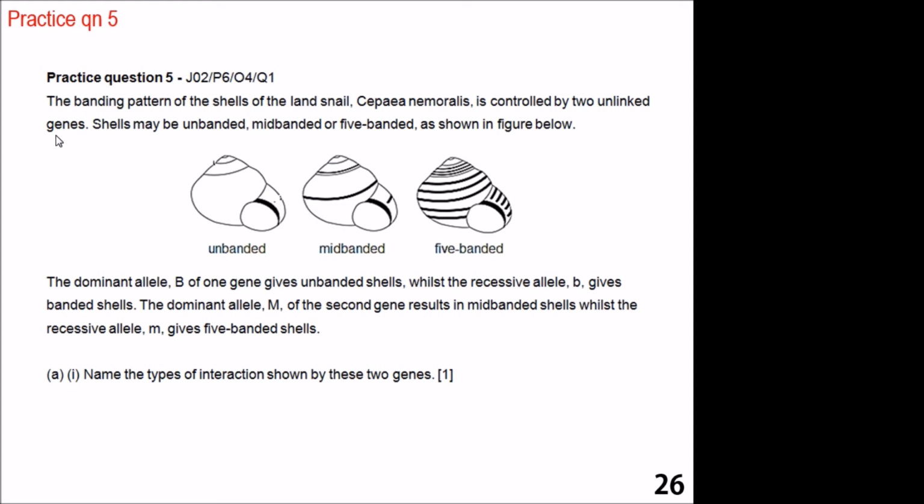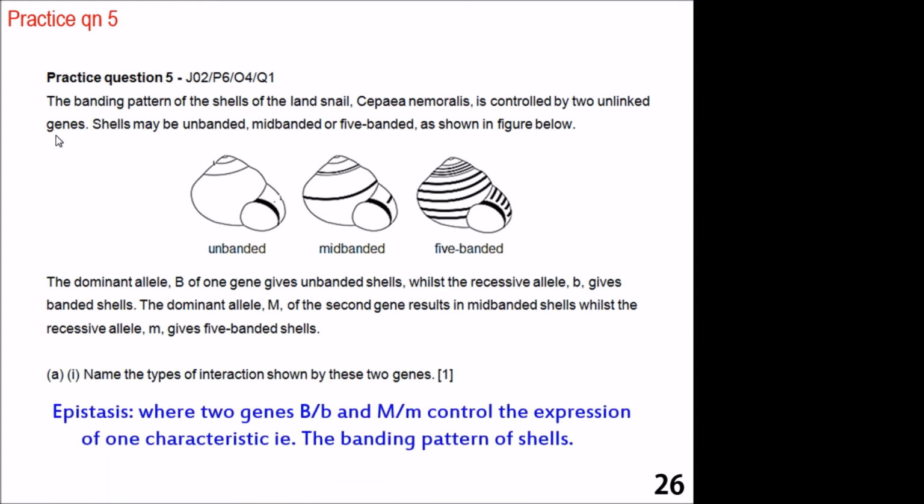Now what's happening over here? Take some time to take a look at it. Can we say that it is epistasis? Please do not say dominant or recessive or gene interaction or anything else. Just say epistasis. It's good you know, but don't write it down. Just say epistasis. The two genes control the expression of one characteristic. What's the characteristic? The banding pattern.